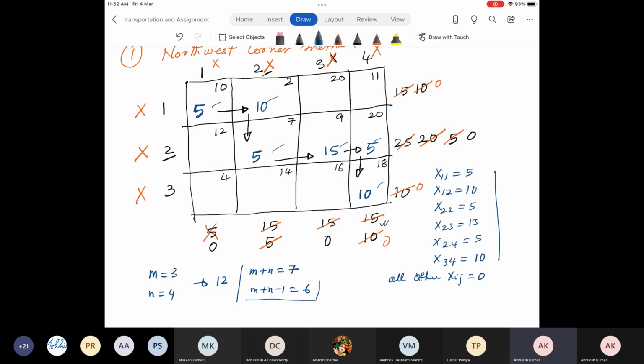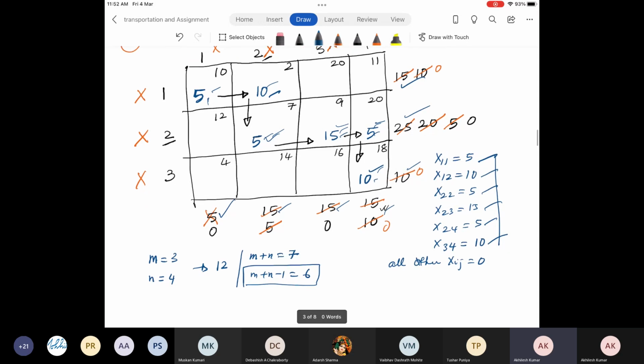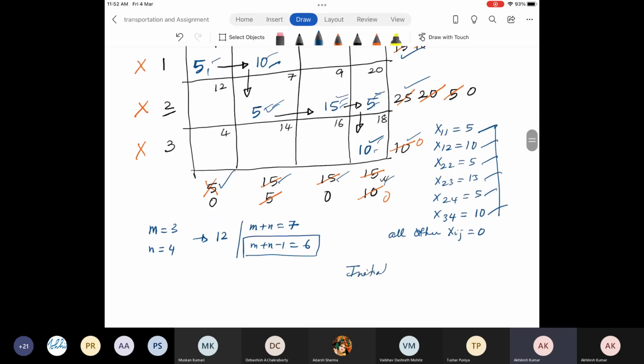First of all, I have made this m plus n minus 1 criteria. All xij's are greater than or equal to 0. Also, if you look at it from the row side, 5 plus 10 equals 15 is satisfied. 5 plus 15 plus 5, 25 is satisfied. 10 equals 10 is satisfied. Column-wise, 5 is satisfied. 10 plus 5, 15 is satisfied. 15 is satisfied. 5 plus 10, 15 is satisfied. So indeed, it is an initial basic feasible solution.